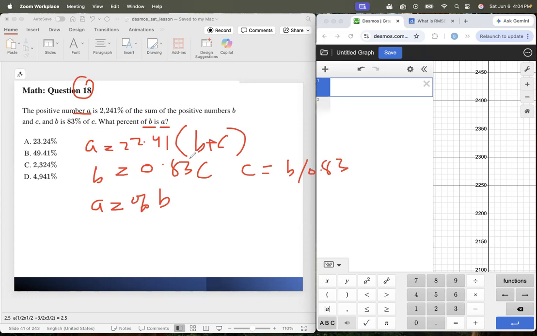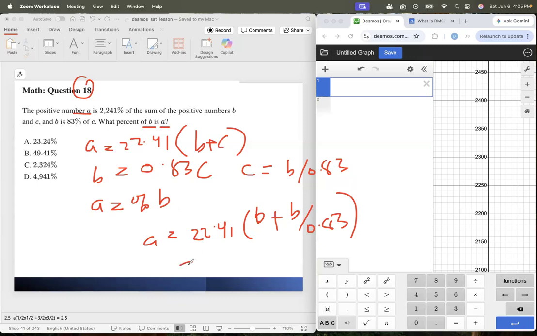0.83. If you put it here, you're going to get A is equal to 22.41 percent of B plus C, where B is already there, and C is B over 0.83. This is just algebra, trying to solve algebra. What are you going to do? Now, you know A is equal to some percent of B. The same thing, try to equate them such that we can substitute B and then we can solve for B.